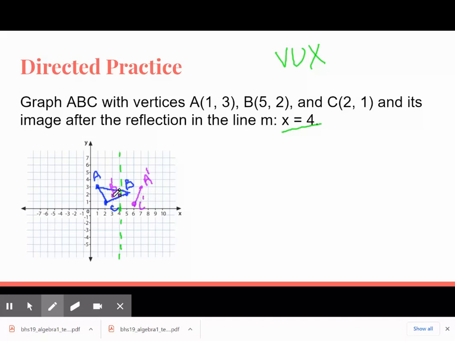Notice, you still reflected it across a vertical line, but is the reflection in the same exact spot? No. So depending on where your line of reflection is, it's going to look different when you're done. Now it's the same size and shape, it's just flipped.